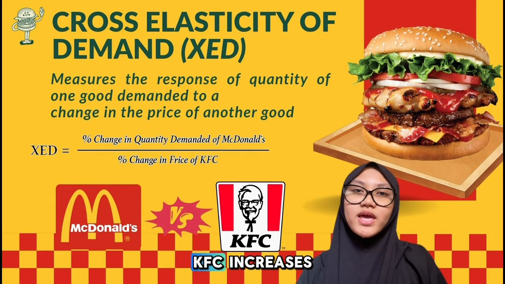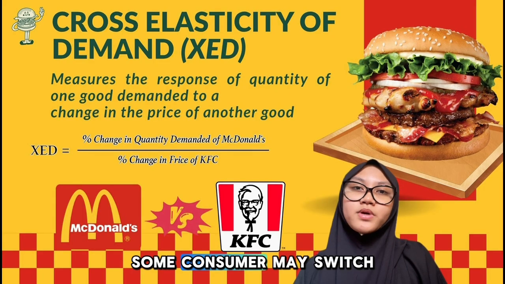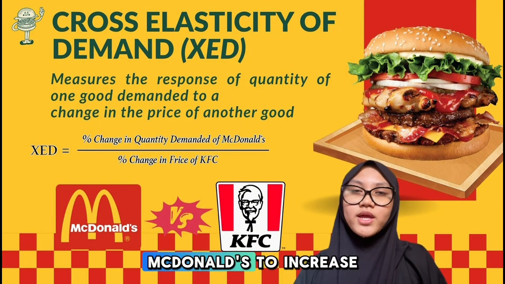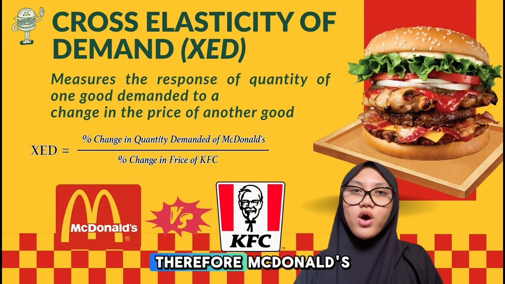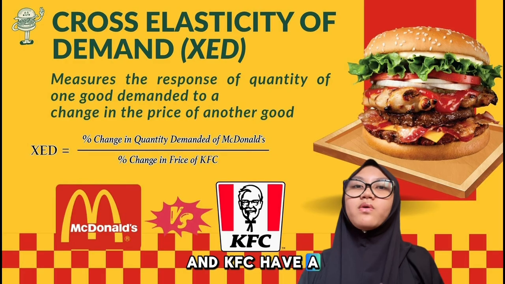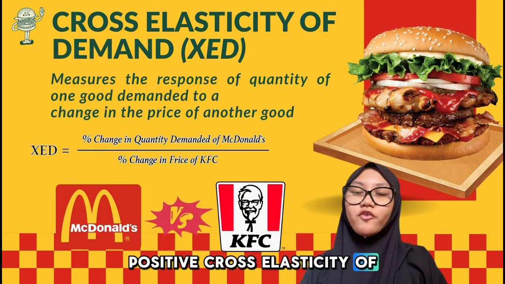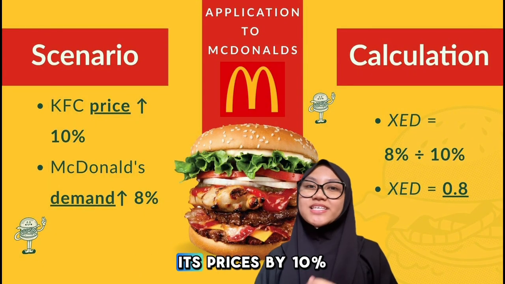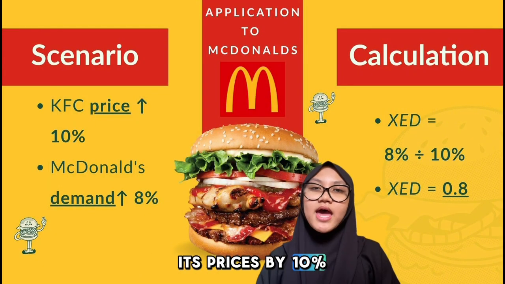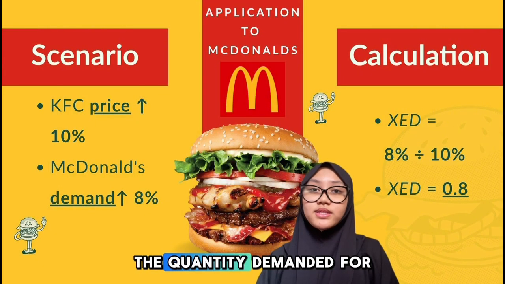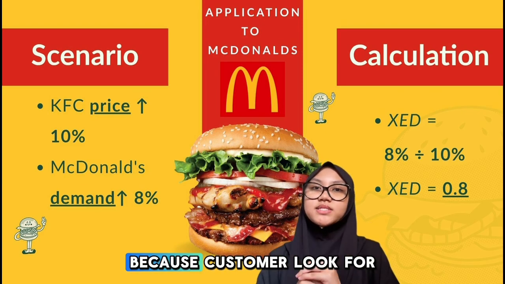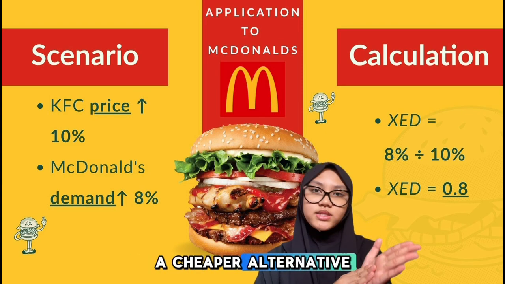When the price of KFC increases, some consumers may switch to McDonald's, causing the demand for McDonald's to increase. Therefore, McDonald's and KFC have a positive cross-elasticity of demand. For example, let's assume KFC increases its prices by 10%. As a result, the quantity demanded for McDonald's increases by 8% because customers look for a cheaper alternative.